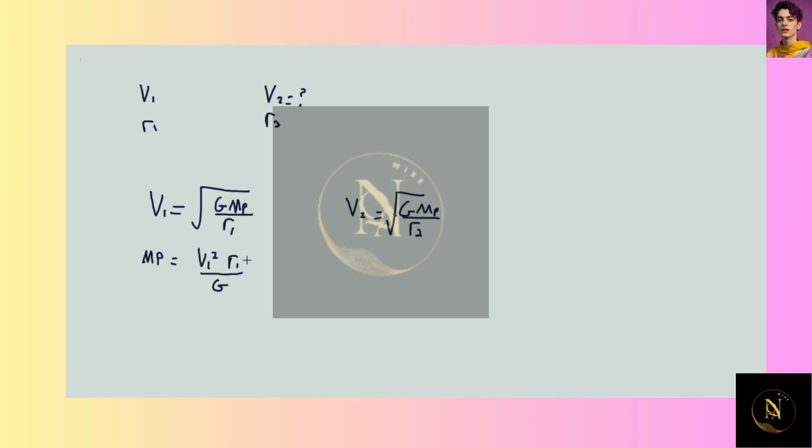Now we can take this and plug it into the second equation. We now have the square root of G times V1 squared R1 over G, and then this was divided by R2. The G's cancel out, so the gravitational constant doesn't actually matter here. We are left with just the square root of V1 squared, which we're given, R1, which we're given, divided by R2, which we're given. We can now evaluate that, and when we do, we should get that it is 7,330 meters per second.